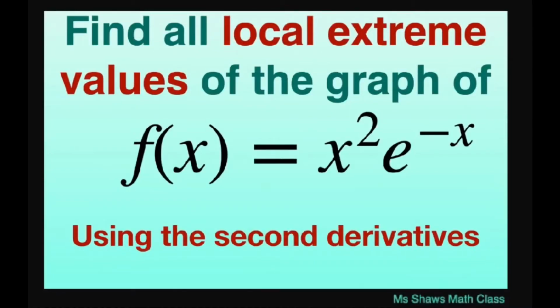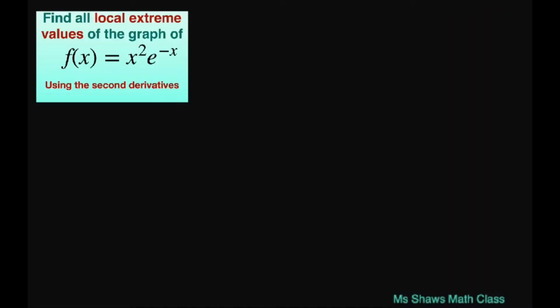Hi everyone, we're going to find all local extreme values of the graph of f of x equals x squared times e to the power of negative x by using second derivatives. And we're going to take the first derivative, we're going to take f prime of x.